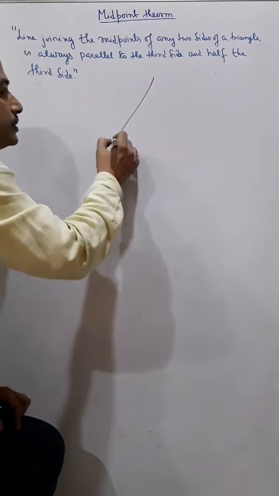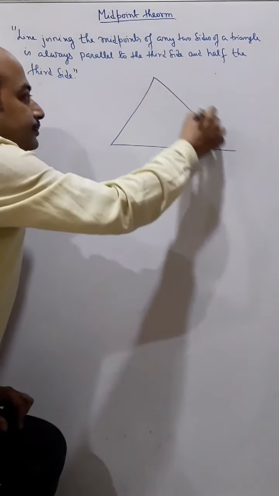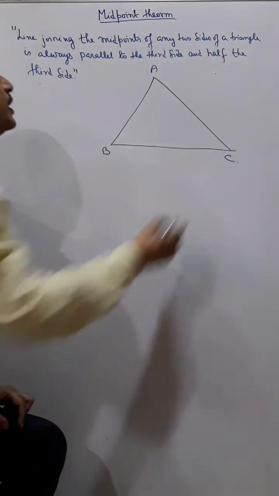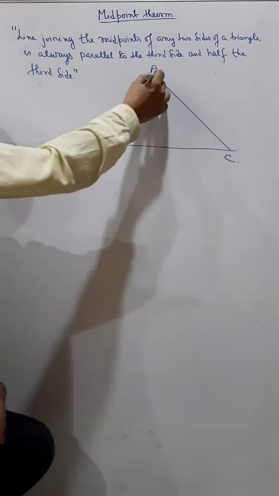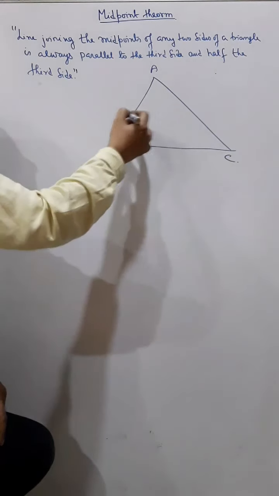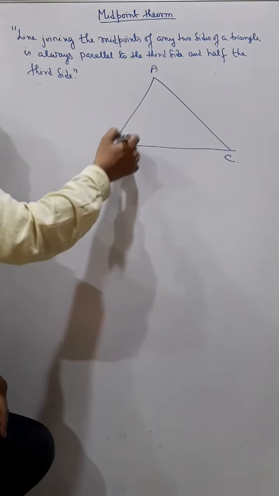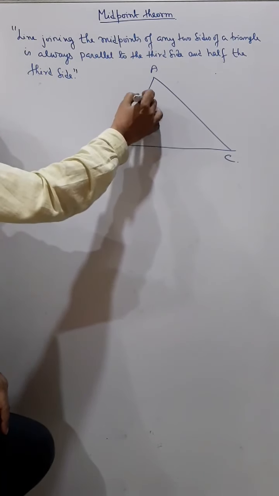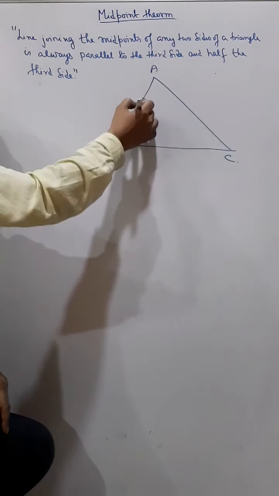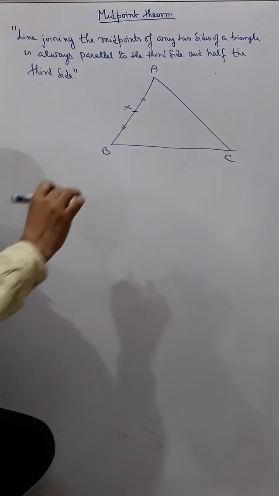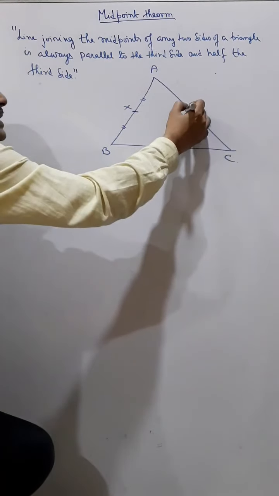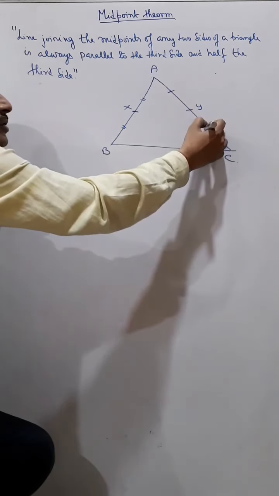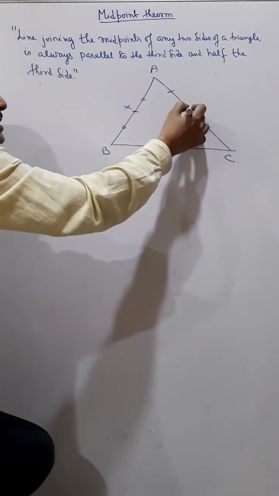now suppose this is a triangle ABC. Now, if I join the midpoints of any two sides of the triangle, suppose the midpoint of AB is X. That means you can understand this part is equal to this part, AX equals XB, X is the midpoint. And if Y is the midpoint of AC, that means AY equals YC and Y is the midpoint.